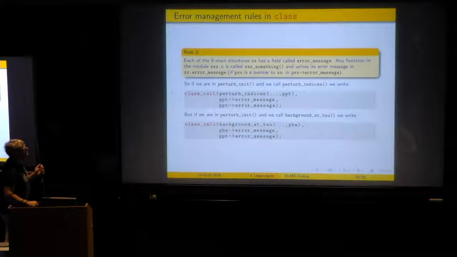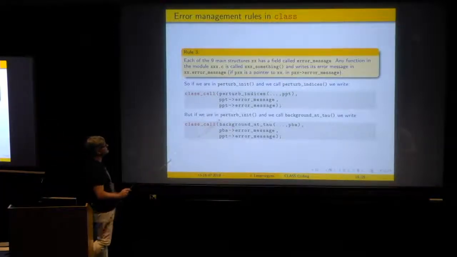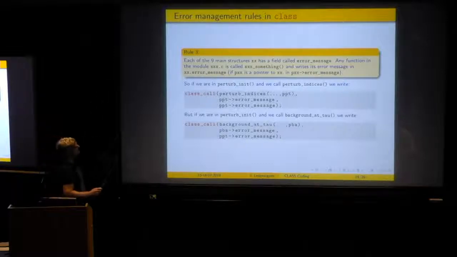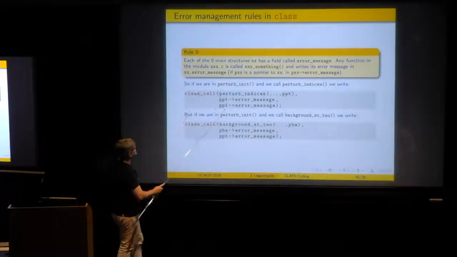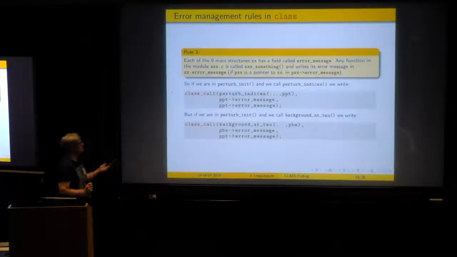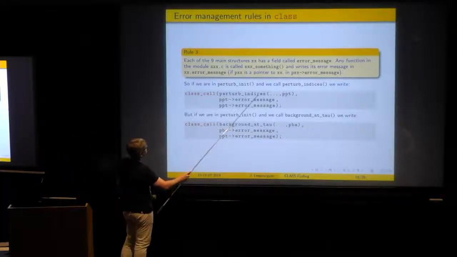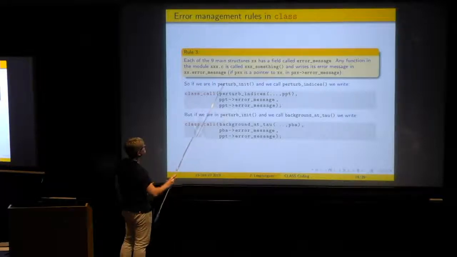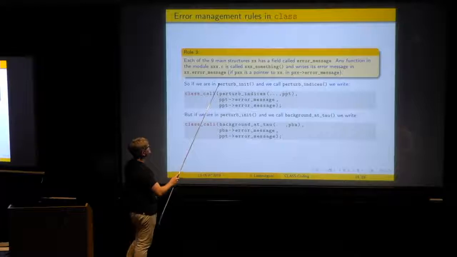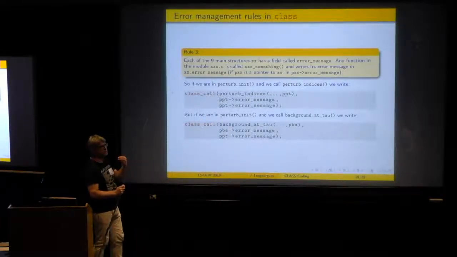Now, what is the rule for the third entry? It's equally simple. If I do this class call of the perturbation indices function, I could do this class call from any other module. But here we assume that we call this function in perturb init. And then if we are in perturb init, we want to pass the information on the error to the local structure, which is ppt.